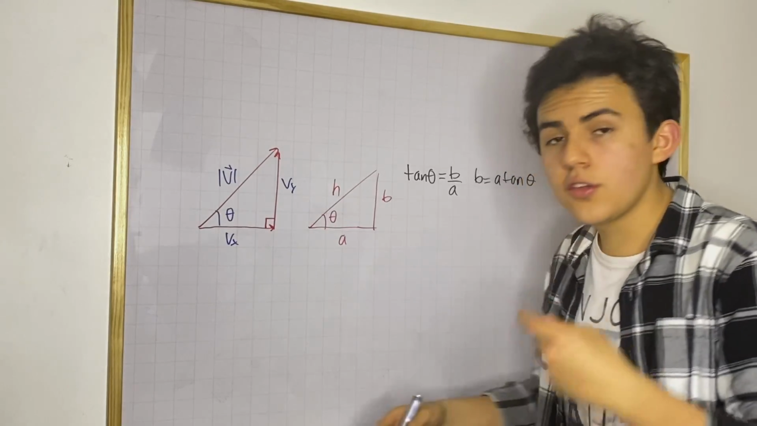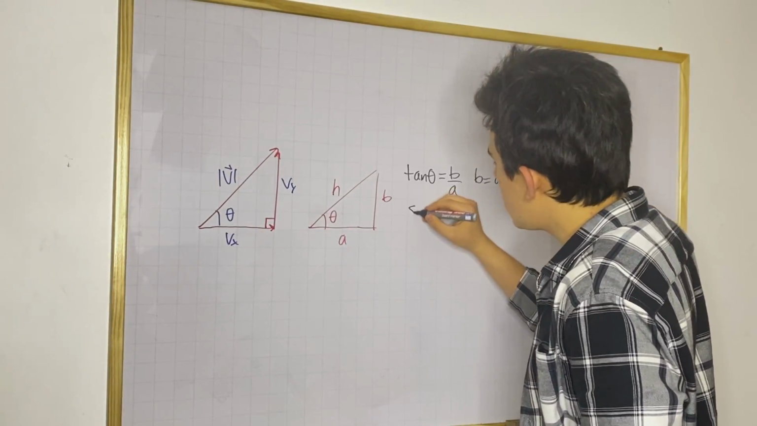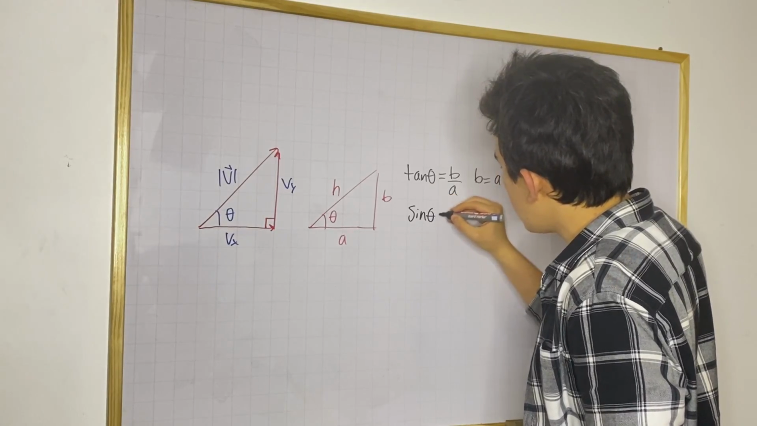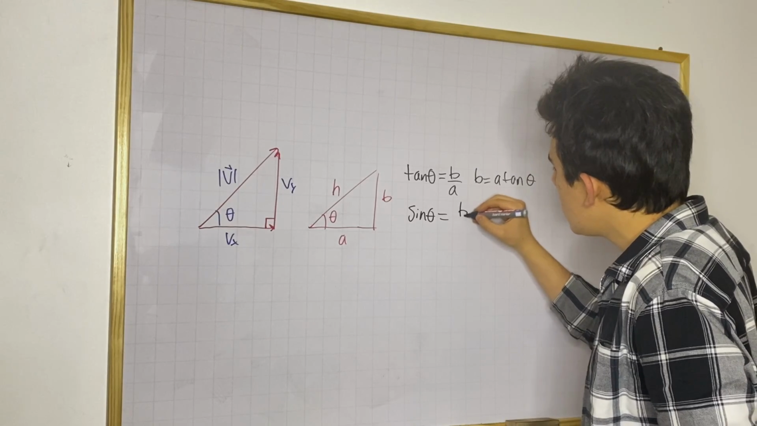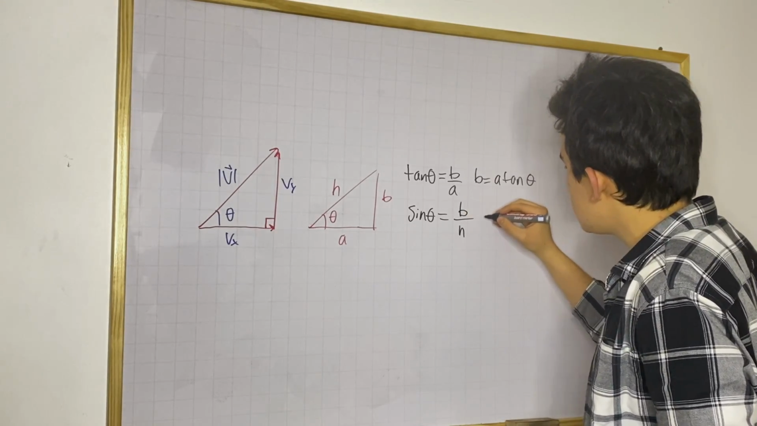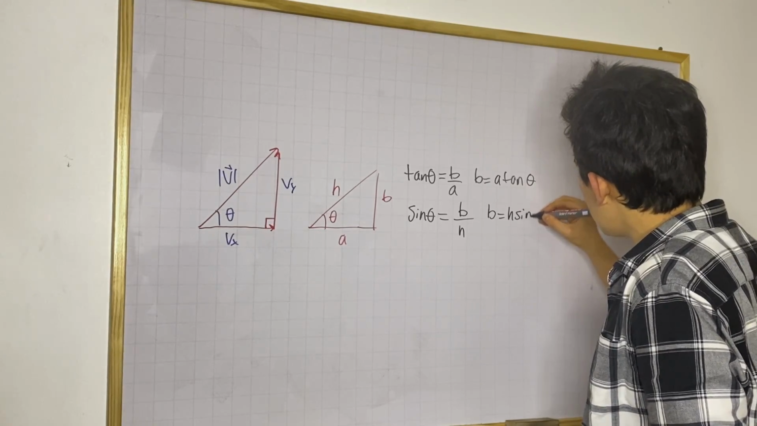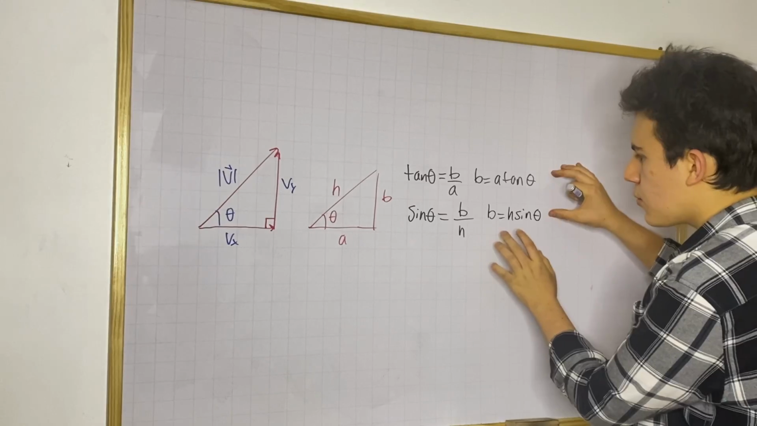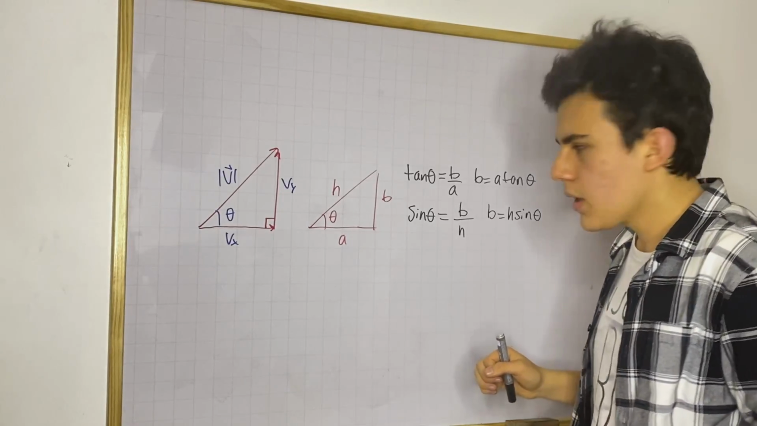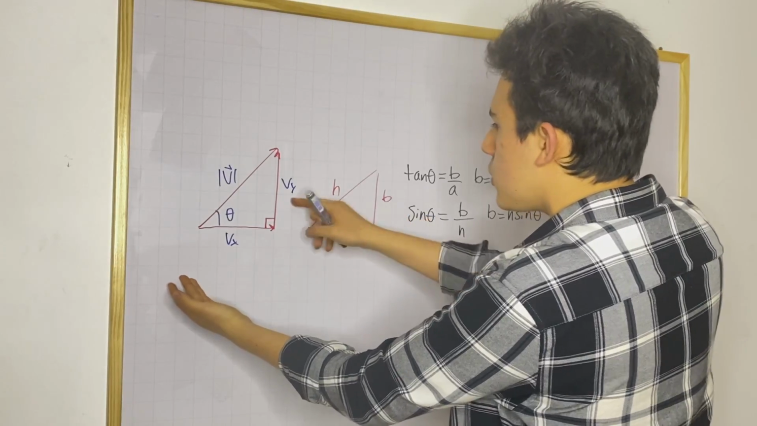Now, what if you wanted to use another function? Well, you could use, for example, sine. You could say sine of theta is equal to the opposite side, which is B, over the hypotenuse, which is H, which means that B is equal to H times sine of theta. Now, these are two ways in which you can compute B. Now, if we know B, you see the resemblance right here. B is equal to Vy.